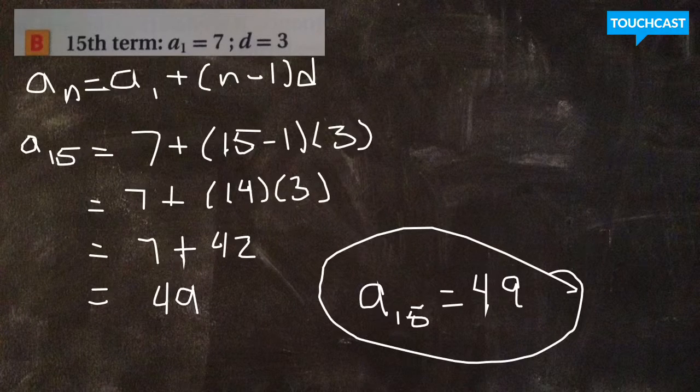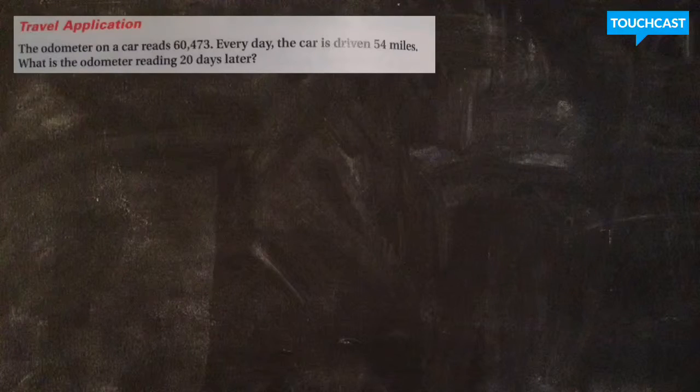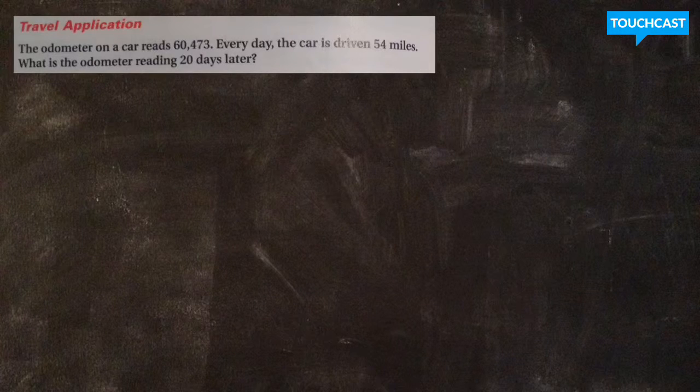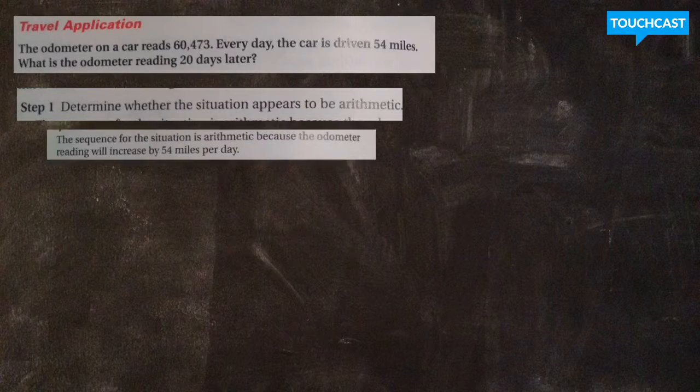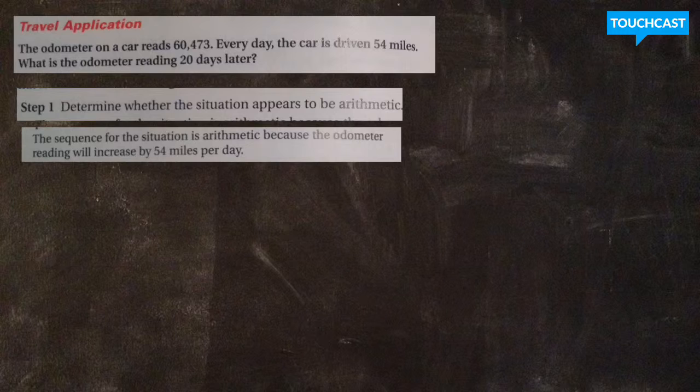Alright, let's move on and do our last example. So it's a travel application. The odometer on a car reads 60,473. Every day, the car is driven 54 miles. What is the odometer reading 20 days later? So our first step is to determine whether the situation appears to be arithmetic. And the sequence for the situation is arithmetic, because the odometer reading will always increase 54 miles every day.